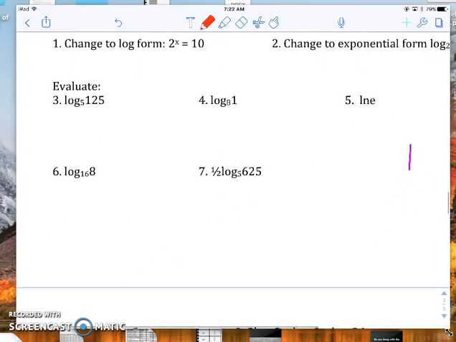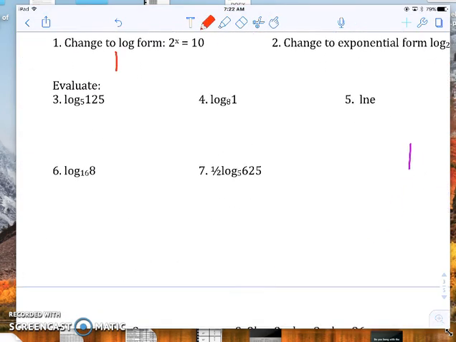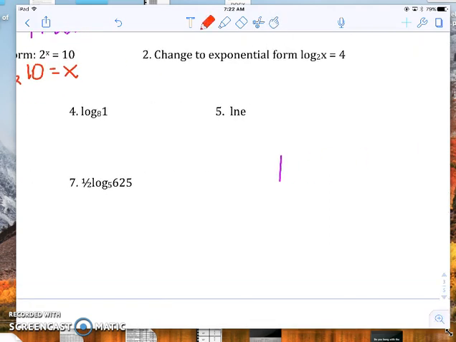So now it's time for a log review. So change to log form. So log base 2 of 10 equals x. Change to exponential form. So our base is 2 to the power of 4 equals x.